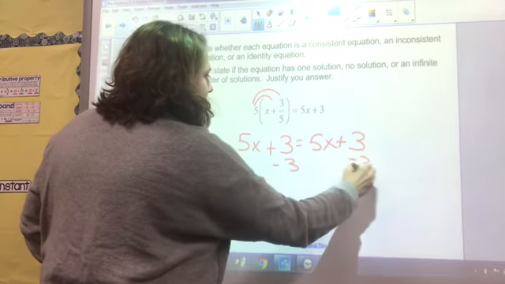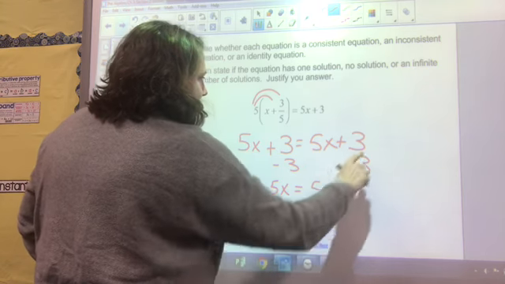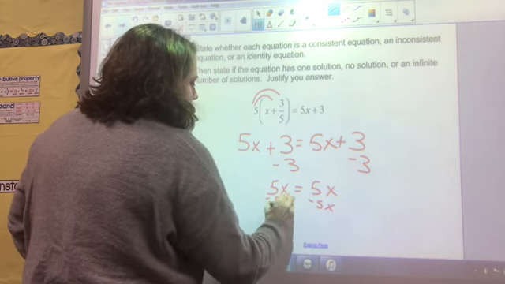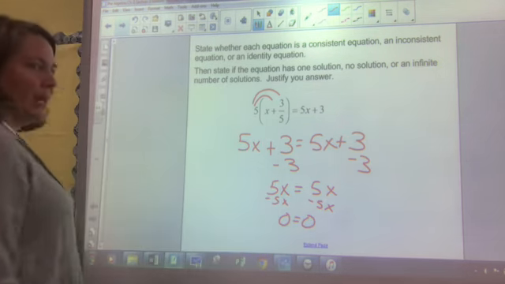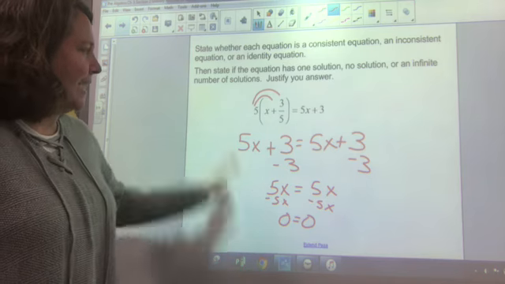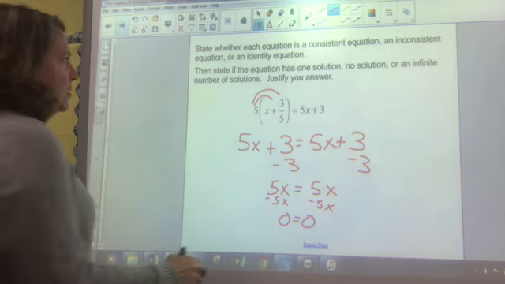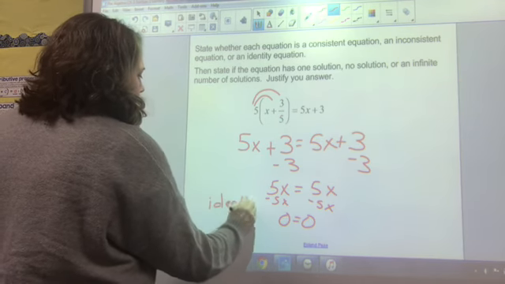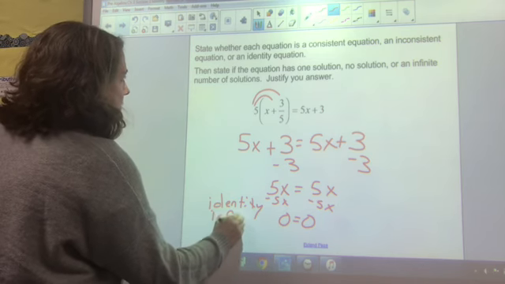So minus 3 to get my constants together. 5x equals 5x. Those are 0. Minus 5x. I get 0 equals 0. At any step, when I see that these are the same thing on both sides, I could have stopped. 0 equals 0. Yeah, that's true. So I know it is an identity equation, and there is an infinite number of solutions.